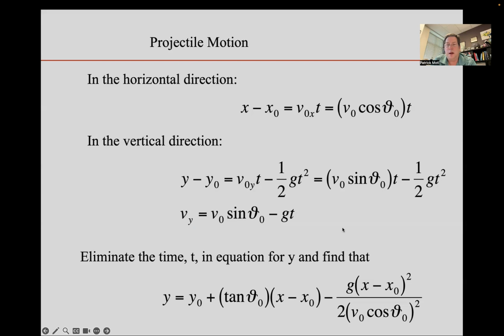We can play around a little bit with these equations for the horizontal displacement and the vertical displacement and get an equation that is basically the equation of a parabola. So y is a function of x. So y at some time is the initial value of y. We'll have a term that goes as the x displacement times tangent of the launch angle, and then we'll have a quadratic term. So there's our quadratic term in x minus x naught.